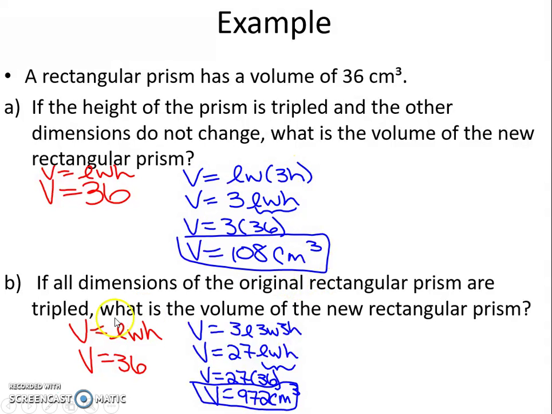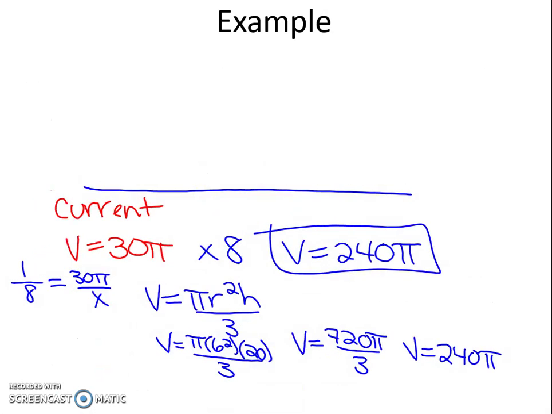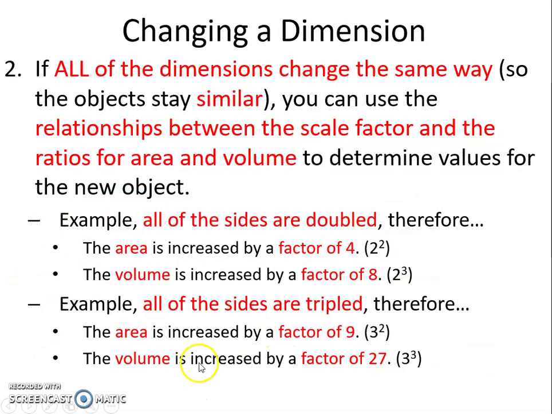And you can actually do that in length times width times height. If all dimensions of the original rectangular prism are tripled, what is the volume of the new rectangular prism? So you can just triple each length, width, and height, 3L, 3W, 3H, because each dimension is getting tripled, which is 3 times 3 times 3, 27. And then just multiply 27 by this, which is 972, which is what we have here. It says if I triple all sides, the scale factor will be 27, because 3 to the third is 27.